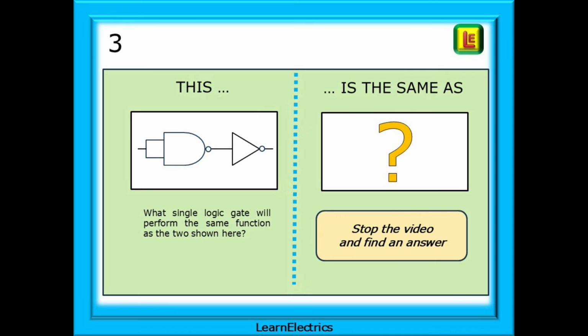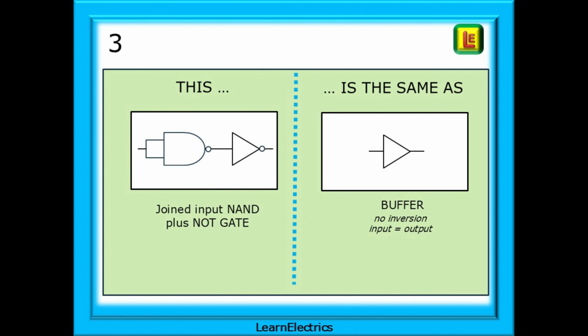And here is question number 3. What single logic gate will perform the same function as the two shown on the left? Again, pause the video and have a go at the answer. It's all good practice. The answer to question 3 is a buffer gate. This is a NAND gate with tied inputs, so it is acting as a NOT gate or inverter.